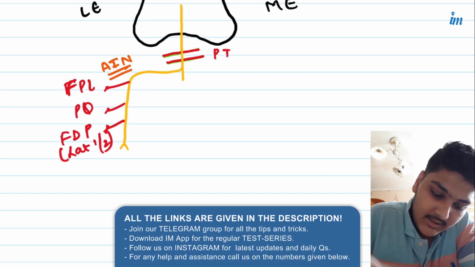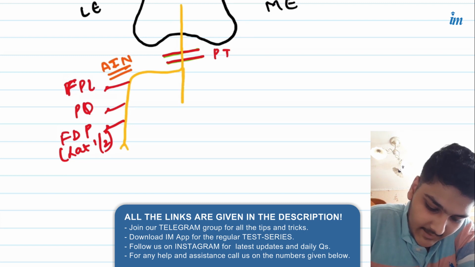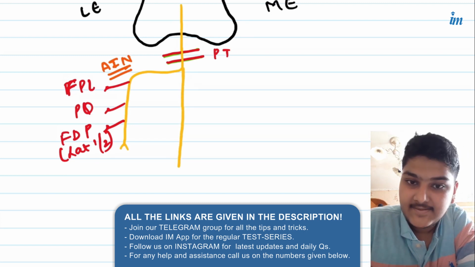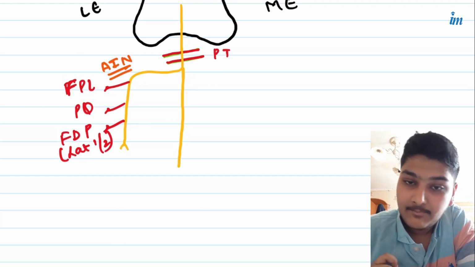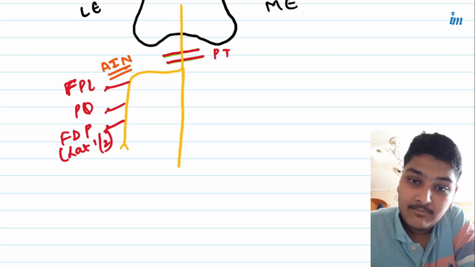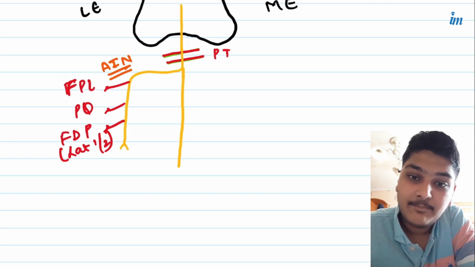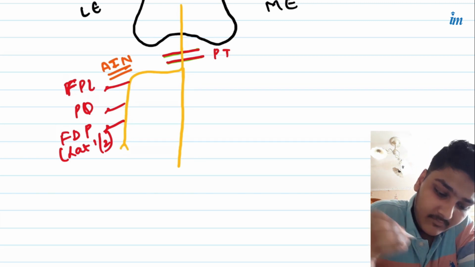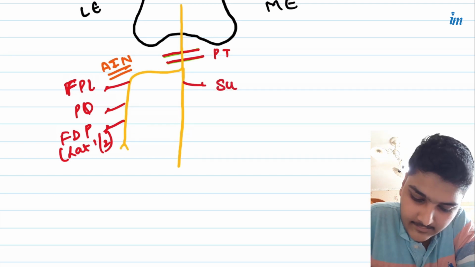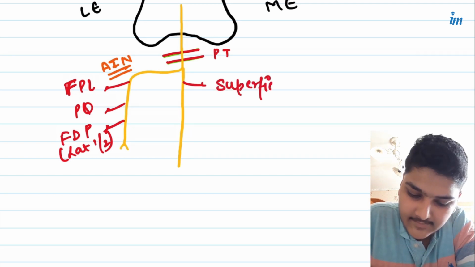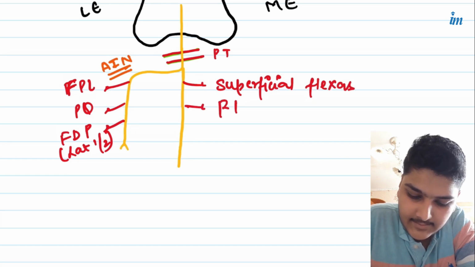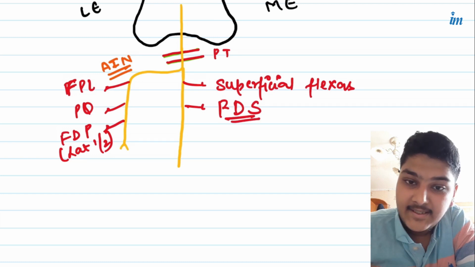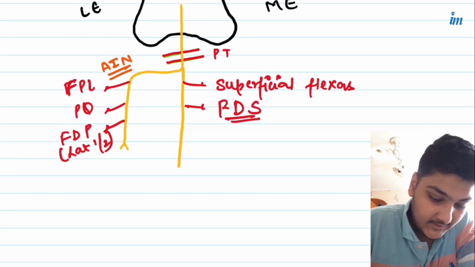Now the main branch has the responsibility to supply the superficial flexors. Anterior interosseous nerve, which was a branch of median nerve only, was supplying the deep flexors, but the main branch, that is the median nerve itself, will be supplying the superficial flexors. And one name that I would like to mention here specifically is flexor digitorum superficialis, as we need it in injuries when we'll discuss injuries.